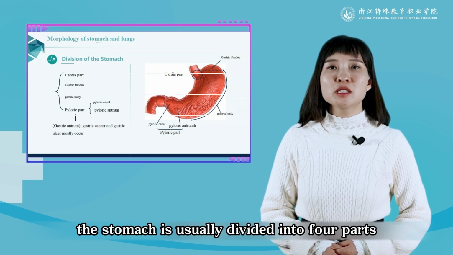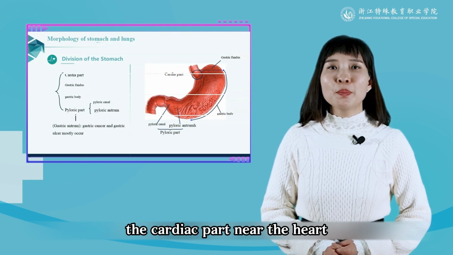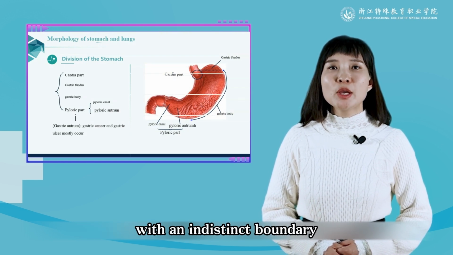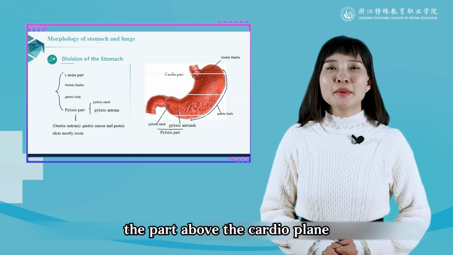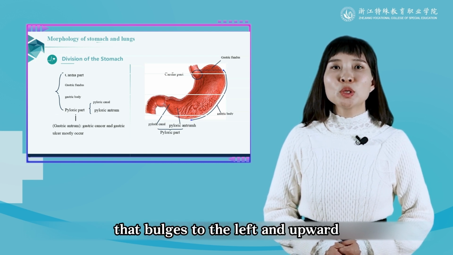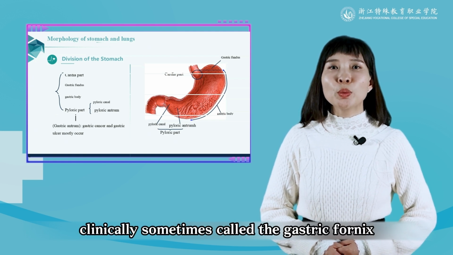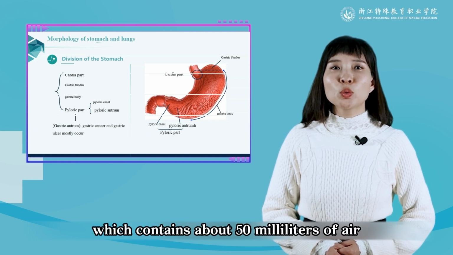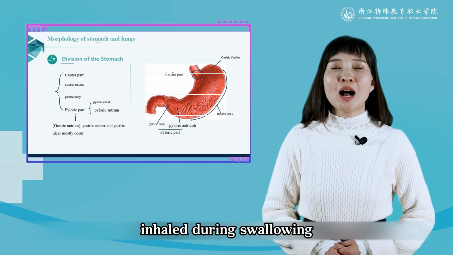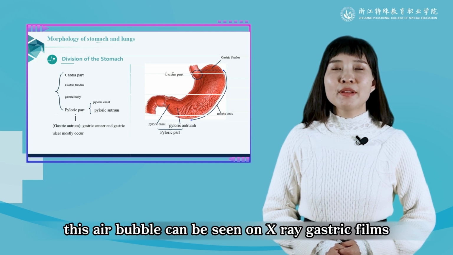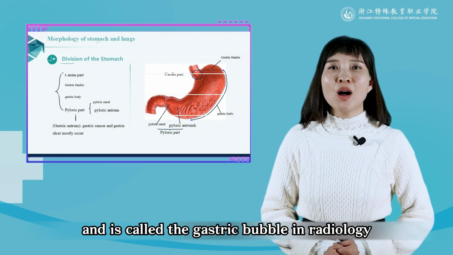3. Division of the stomach. The stomach is usually divided into 4 parts. The cardiac part near the cardia, with an indistinct boundary. The part above the cardia plane that bulges to the left and upward is the gastric fundus, clinically sometimes called the gastric fornix, which contains about 50 milliliters of air inhaled during swallowing. This air bubble can be seen on X-ray gastric films and is called the gastric bubble in radiology.